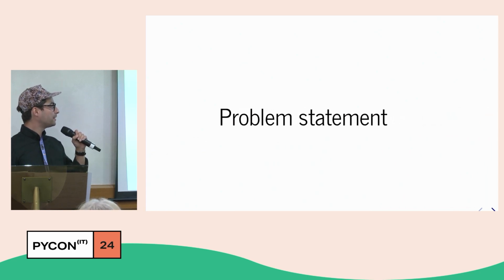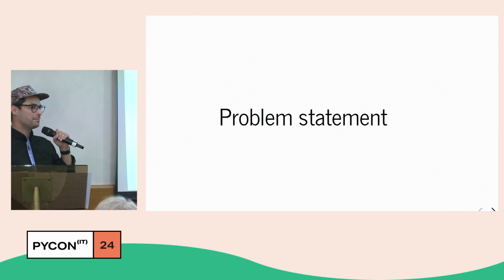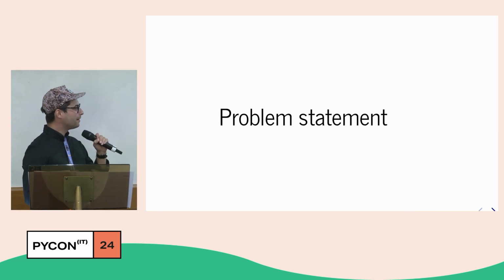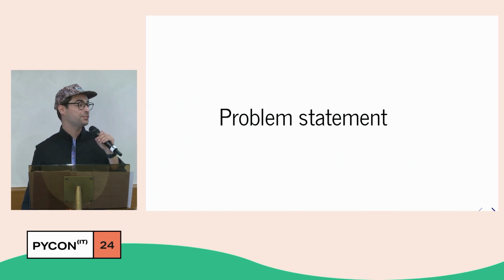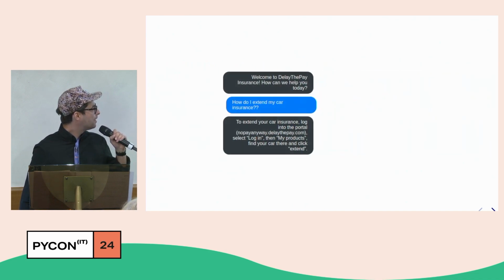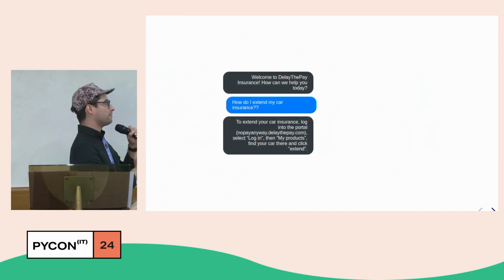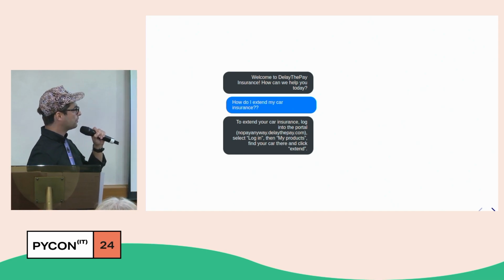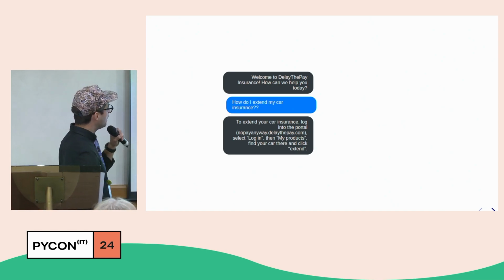Okay, so for this particular example, let's imagine a corporation, like an evil insurance company, who decided to have a chatbot on their webpage. I named the company Delay the Pay, because why not? So here is one of the examples of how a conversation between a user and such a chatbot could look like. I will just read it out loud.